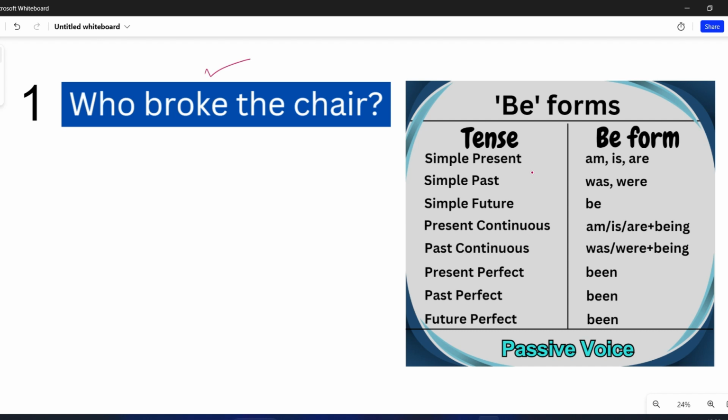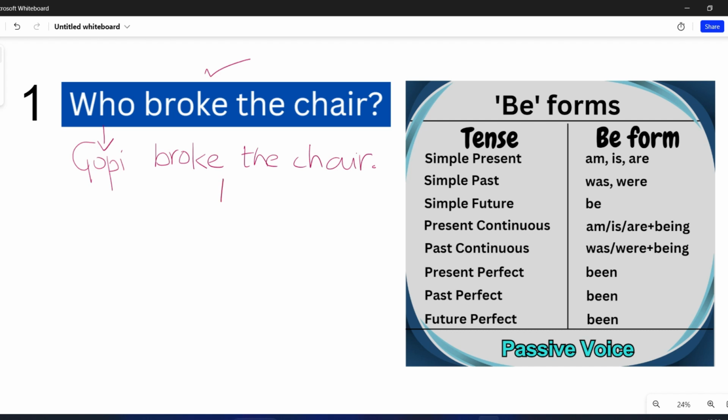Who broke the chair? Now, just imagine that you are answering this question. Like somebody asked you this question, who broke the chair? What will be your reply? For example, your answer is Gopi. And what do you say? You say, Gopi broke the chair. This is what you say. Am I right? Now, this who is like Gopi or Gopi is like who.